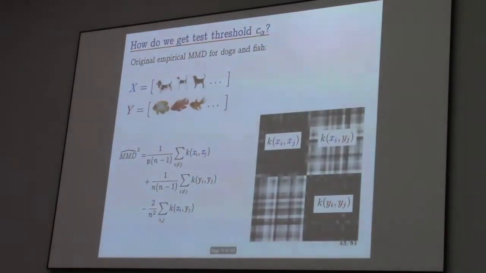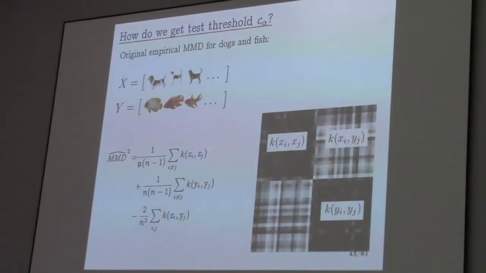Okay. So, here is my statistic: average P to P, average Q to Q, minus average P to Q. I've got my dogs, I've got my fish. How do I use this to simulate from the case where P and Q are the same? Okay. So here is what I can do.